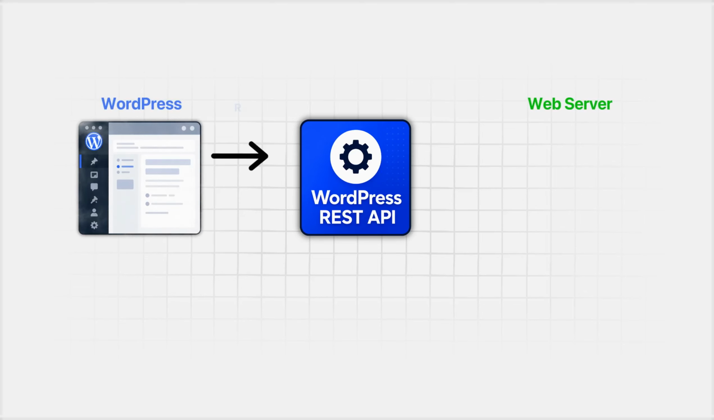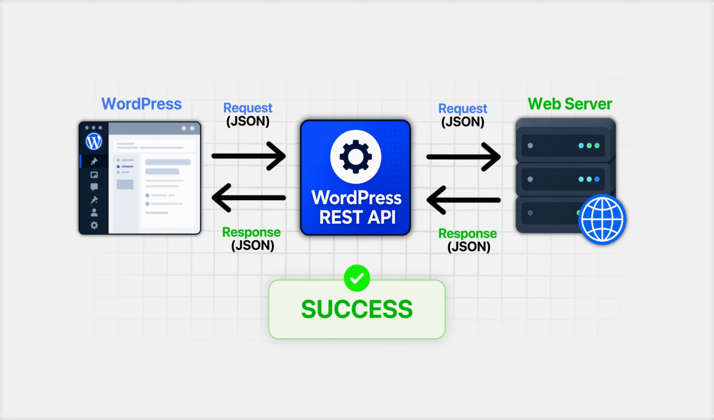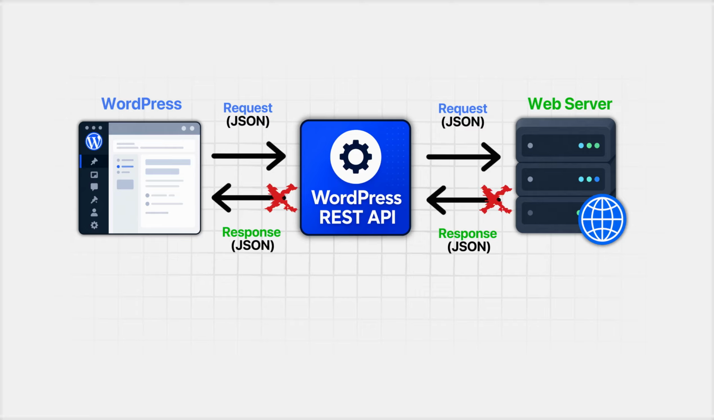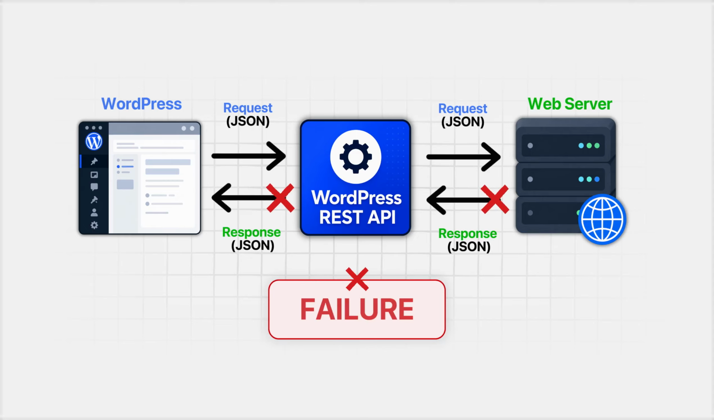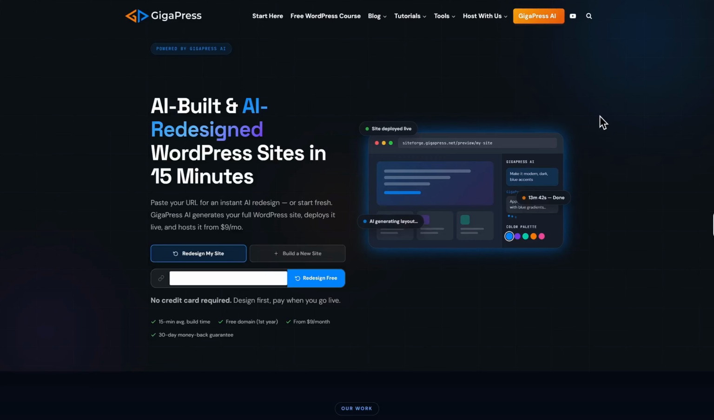The WordPress REST API is what allows WordPress to communicate with the server and exchange information using JSON data. Many important website features rely on the REST API, including the block editor, site health, plugins, themes, and third-party integrations. When you save a post, publish a page, or use certain plugins, WordPress may send a request through the REST API. The server is supposed to respond properly. But if that request gets blocked, redirected, broken, or returns an unexpected result, WordPress may show this warning: "The REST API encountered an error."